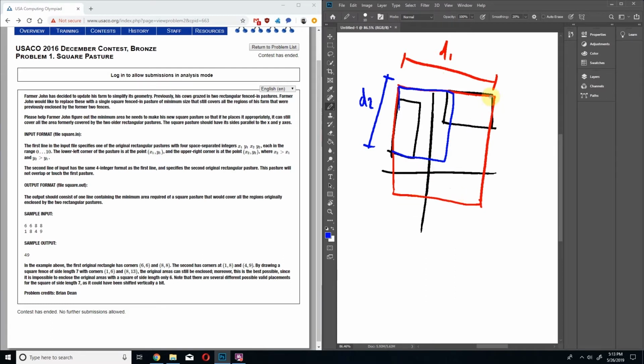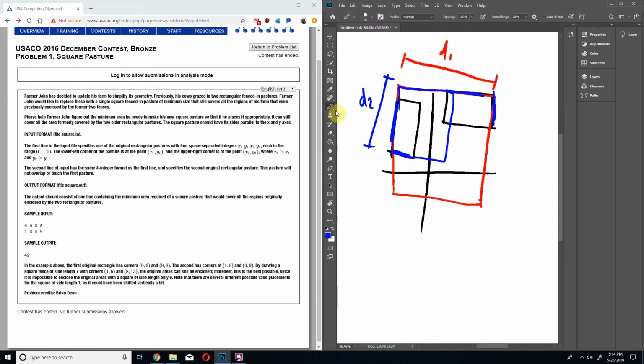So let's see. D1 is basically the maximum x-coordinate of both rectangles, which is right here, subtracted by the minimum x-coordinate of both rectangles, which is right here. Similarly, D2 is just the max y-coordinate subtracted by the min y-coordinate.